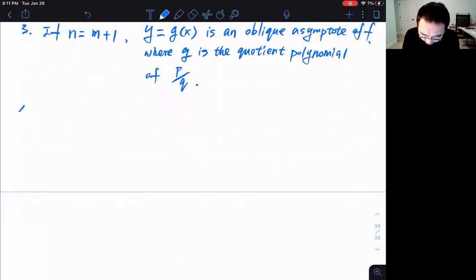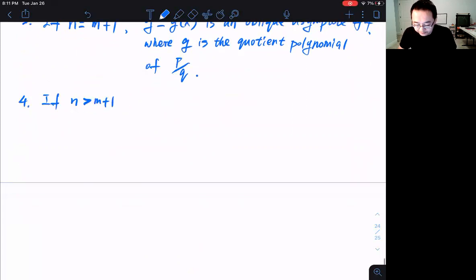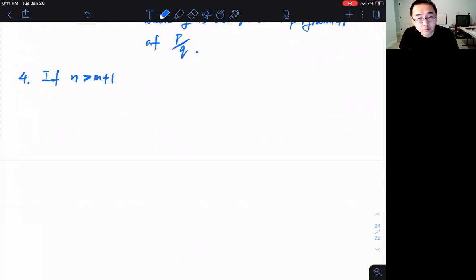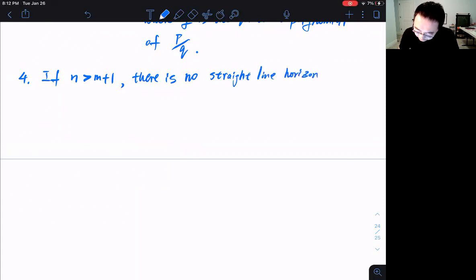Then finally, if n is greater than m plus 1, so it's more than 1 power higher in the numerator of f of x than the denominator, then there is no straight line, horizontal or oblique asymptote.